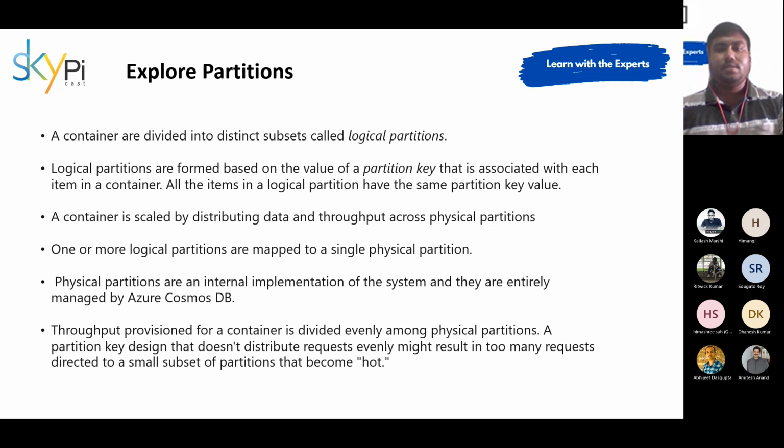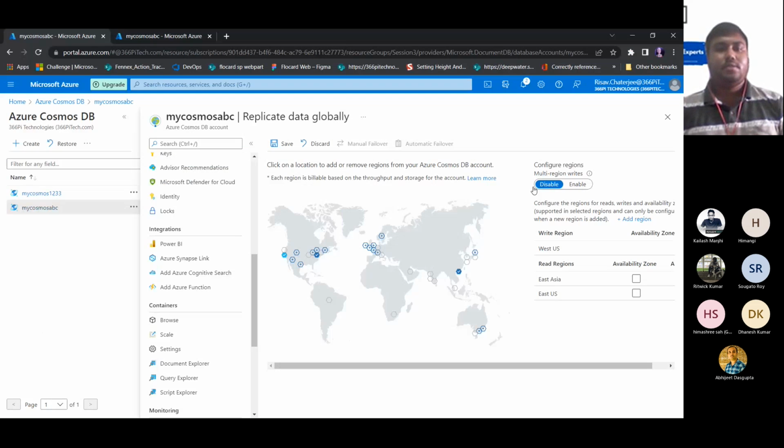So what it says is, let's say a partition key is chosen for a container, like for all the items that are present in a container. When the item ID is unique, then the container will be partitioned and that many partitions will be made.